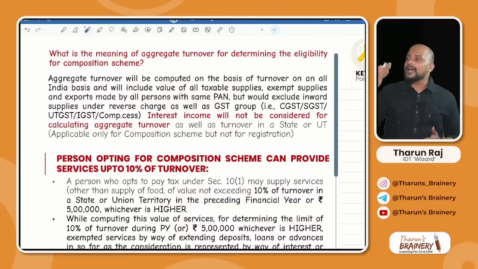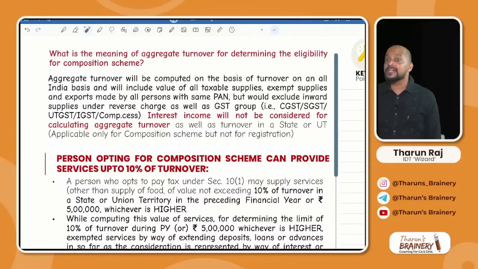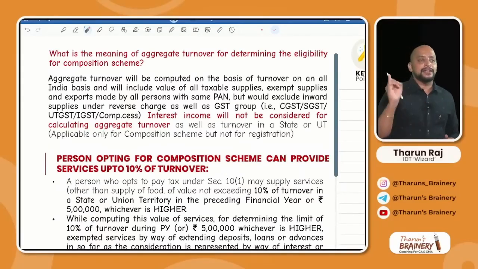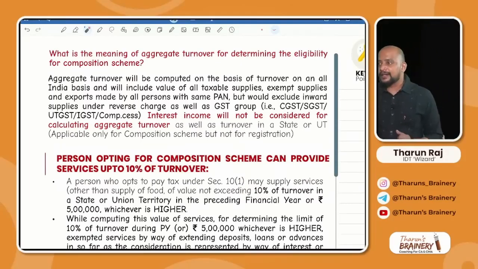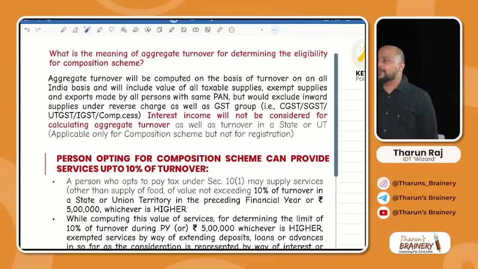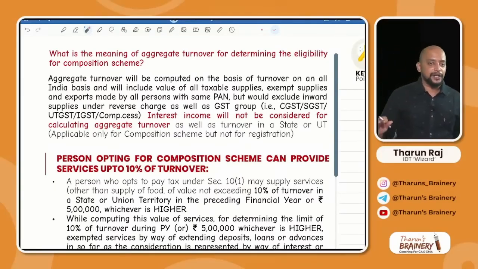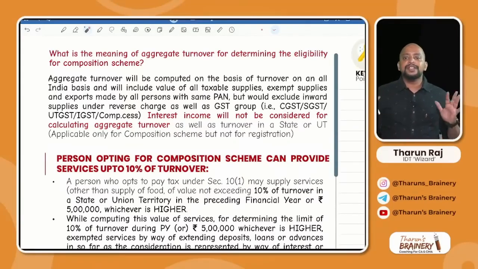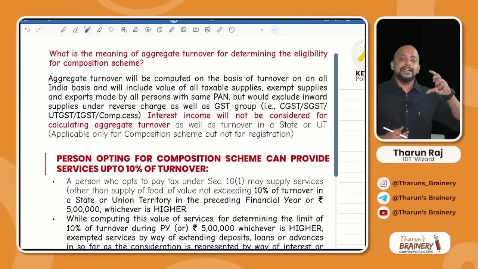Then 3 minus. What are the 3 minus? Inward supply under RCM, because right now we are computing turnover. Turnover means what? Outward supplies. So inward supplies will not come in turnover. So inward supply under RCM will be taken out. Taxes will be taken out. That is CGST, SGST, UTGST, IGST will be taken out. And interest income, interest on loans, advances, deposits will not be taken into aggregate turnover. Are you listening? Interest on loans, advances, deposits will not be considered anywhere in composition scheme. It will be excluded. So when you make these 8 adjustments, you will get aggregate turnover.